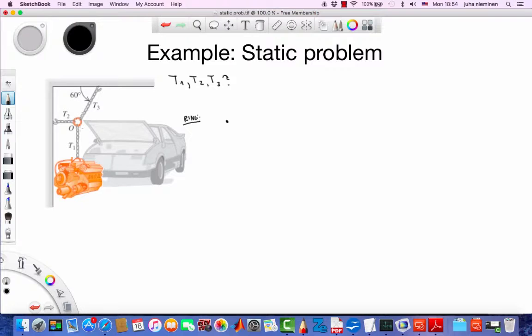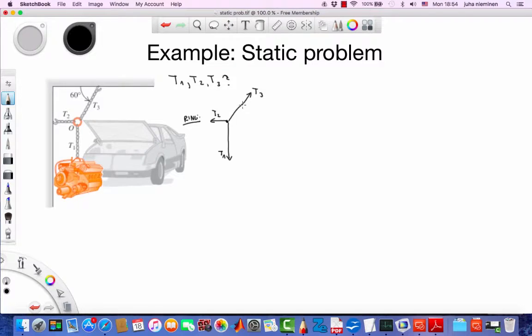So what kind of forces are acting on it? It's being pulled to the left by T2, the tension from the chain 2, and then diagonally T3, and then also down by T1, because there's the engine hanging on the bottom.